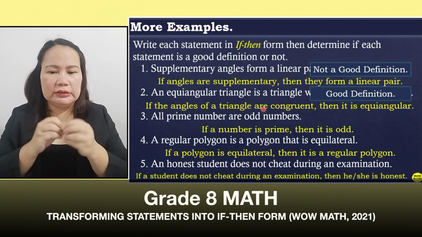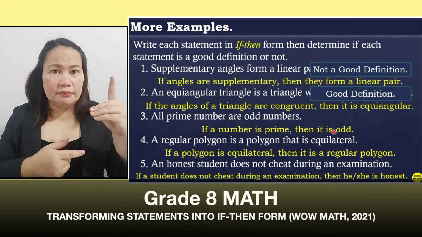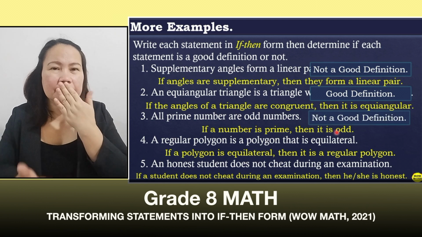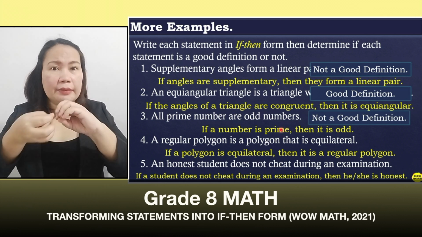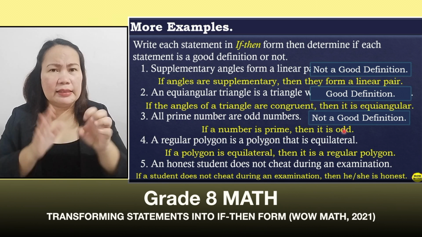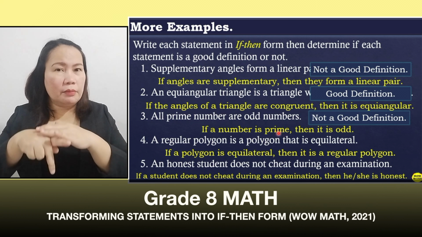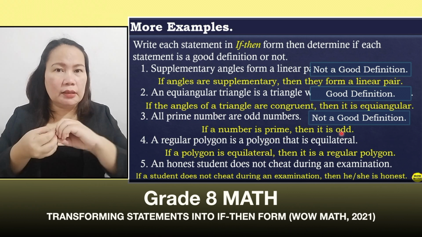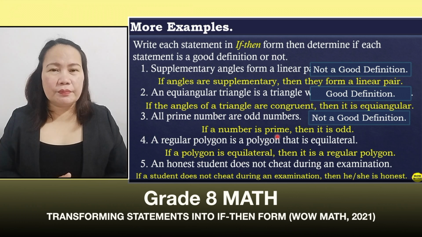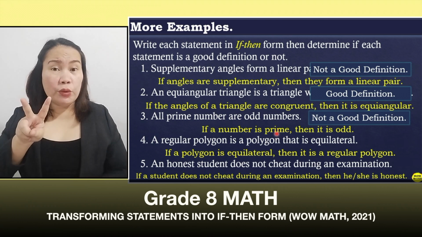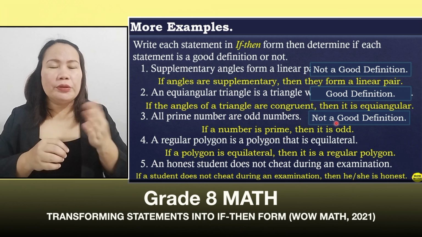Next, number 3. If a number is prime, then it is odd. So this is not a good definition. Why? Because not all prime numbers are odd numbers. So let's say for example, 2. 2 is a prime but that is not an odd number. Okay? Yun na lang, kagaya ng 2. 2 is a prime number but it's not an odd number. So this is not a good definition.